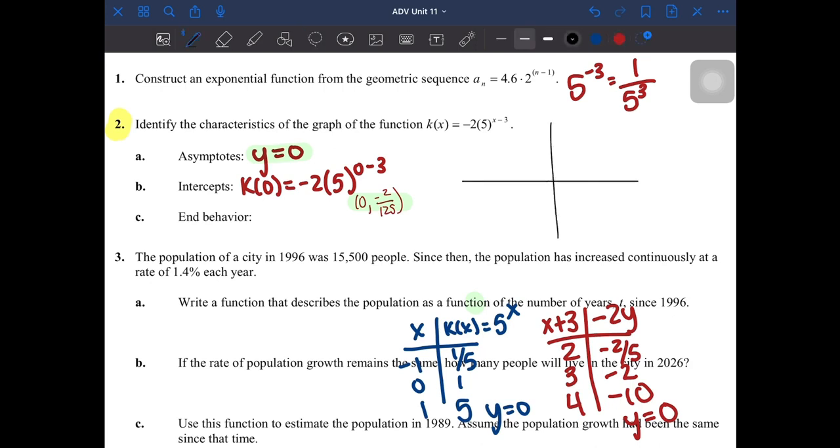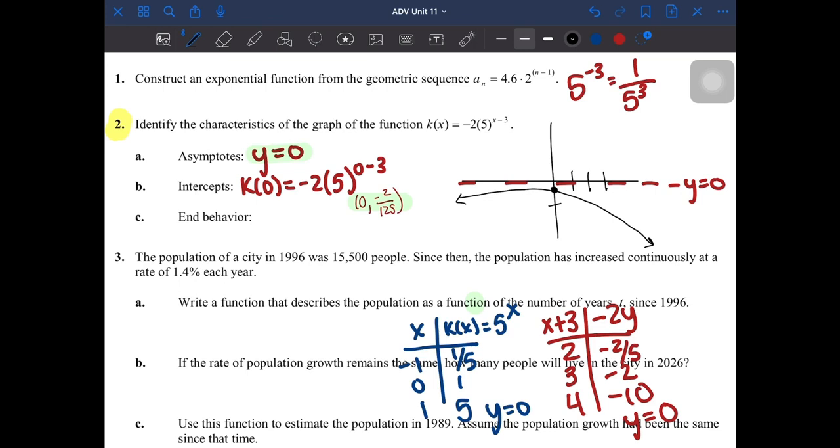based on my transformation table, I need to go over 3 for the x, okay? I still know that my asymptote right here is at y equals 0. Okay. I know my intercept is going to be at 0, negative 2 over 125. So that is, if this right here is negative 1, I know it's going to be like way up here. Okay. And I know there's a reflection. So that means my line is going to look something like this, and it's going to go down. Okay.